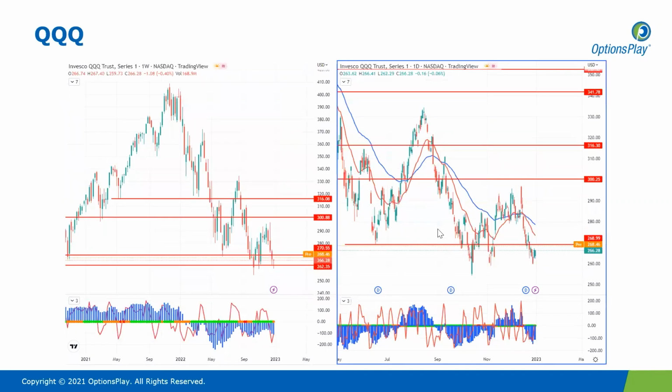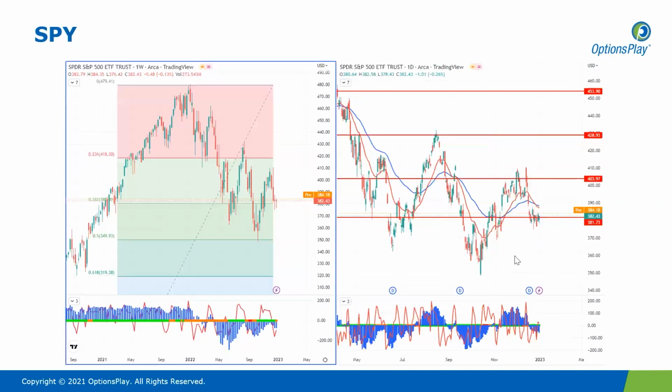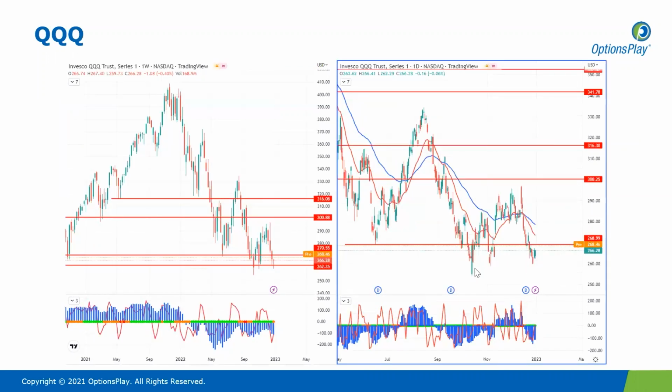If we take a look at the NASDAQ 100 and the S&P 500, it's still quite far away. There's still a good bit of distance from that all-time low. Oh, sorry, I should say the 2022 low. But the NASDAQ 100 is a lot closer to its 2022 low.